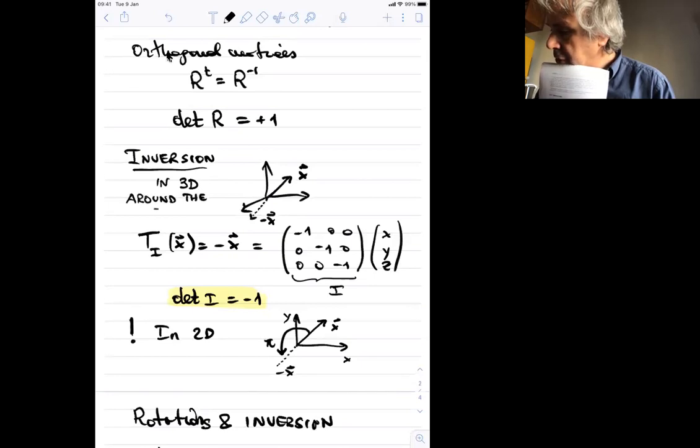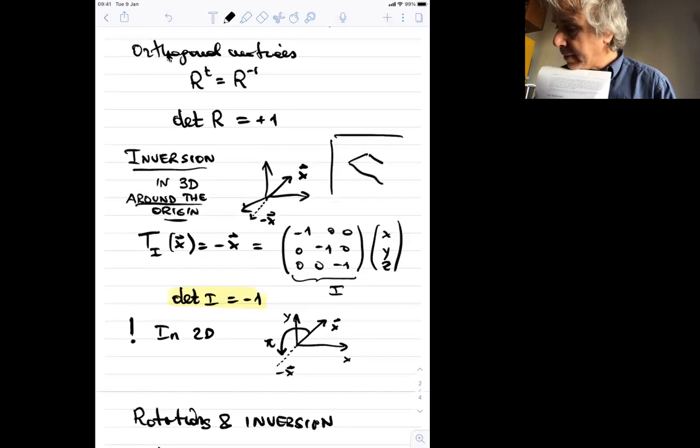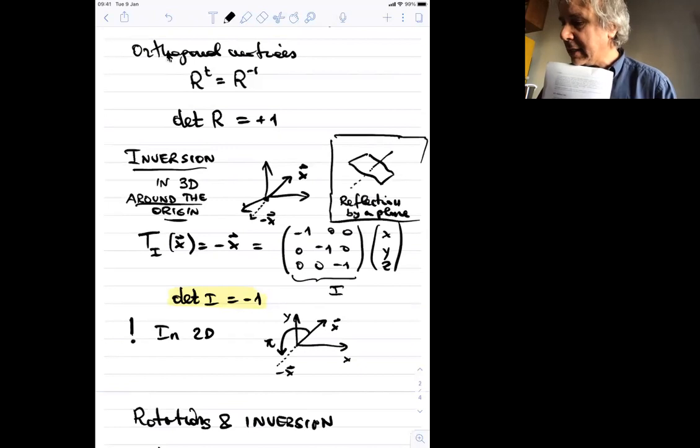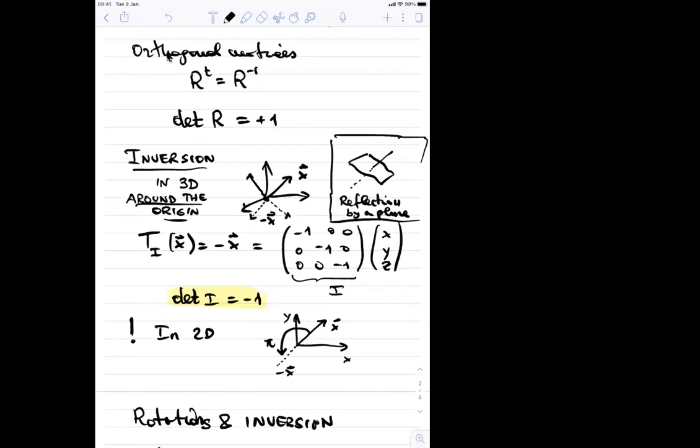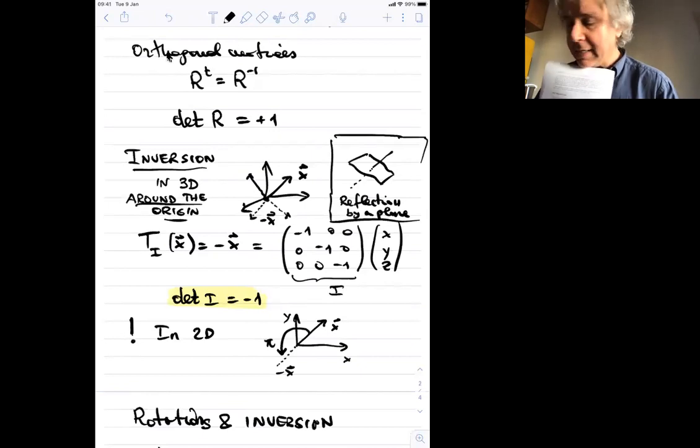The origin. Do not confuse this with the reflection on a plane. So I'll draw it here. If I have a plane, I can reflect the point on the plane. That's a different object. I will not consider reflection by a plane. This is not what I'm considering. It is an inversion with respect to the origin. So every point is reflected around the origin. Okay, is it clear? The difference between inversion around the origin and reflection by a plane. They are two different transformations.